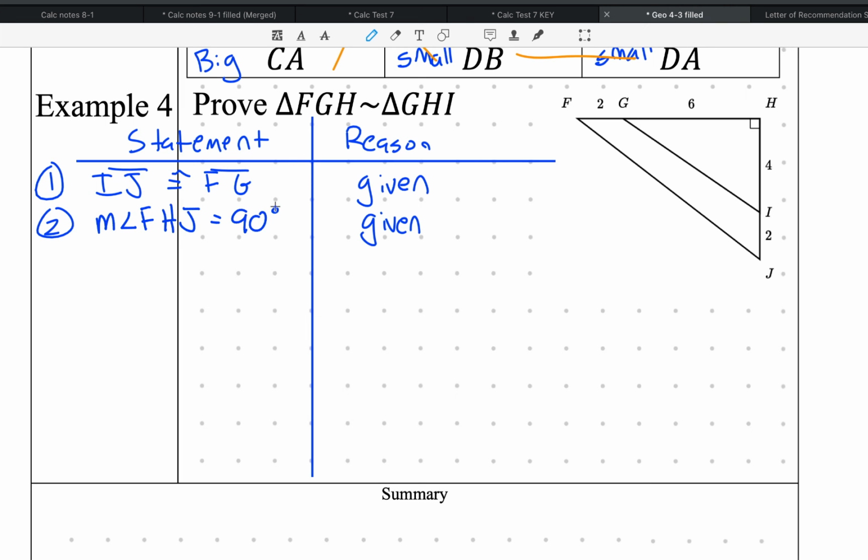Darn, there's no parallel lines. We can't use alternate interior. We can't use corresponding. That limits your choices quite a bit.